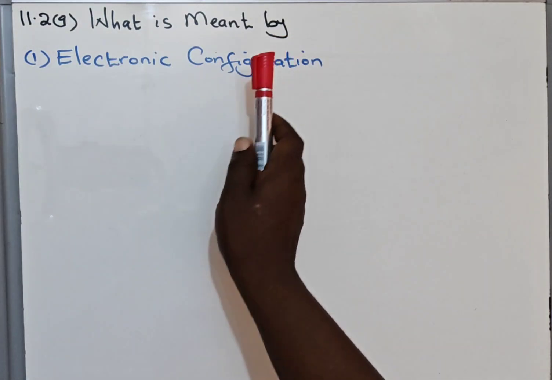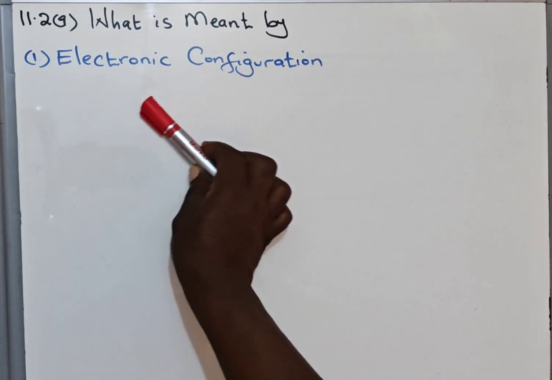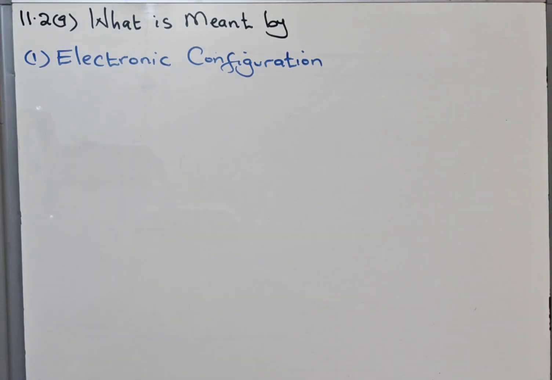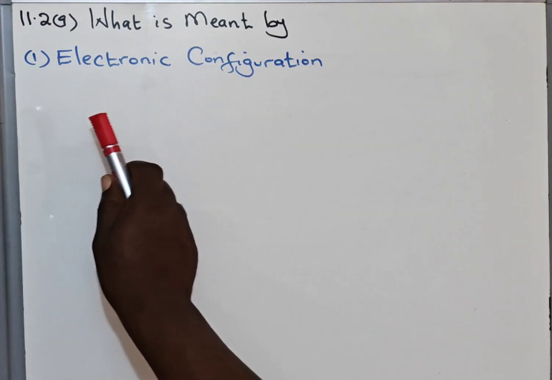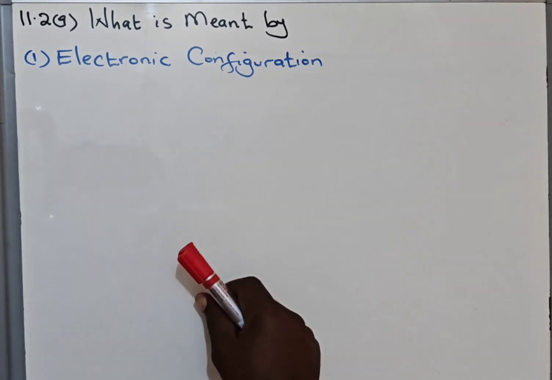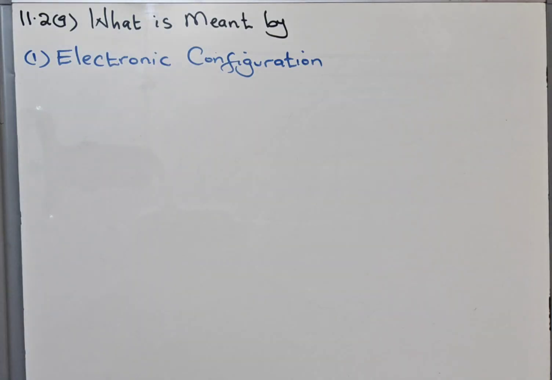Today we are looking at this question: what is meant by electronic configuration? Electronic configuration is the arrangement of electrons in an atom or molecule. So that arrangement of electrons in orbitals in an atom or molecule is what we refer to as electronic configuration.